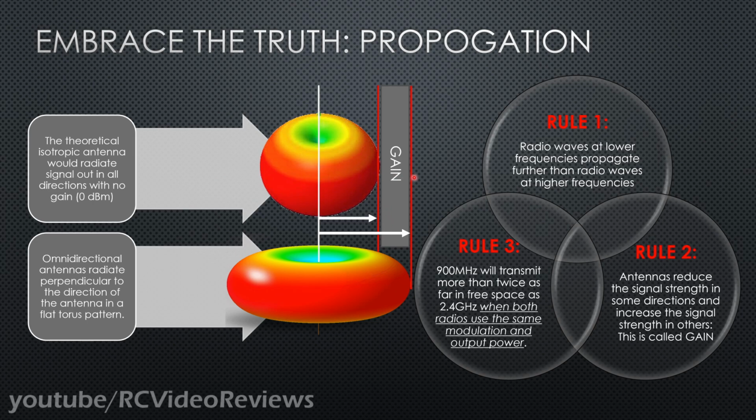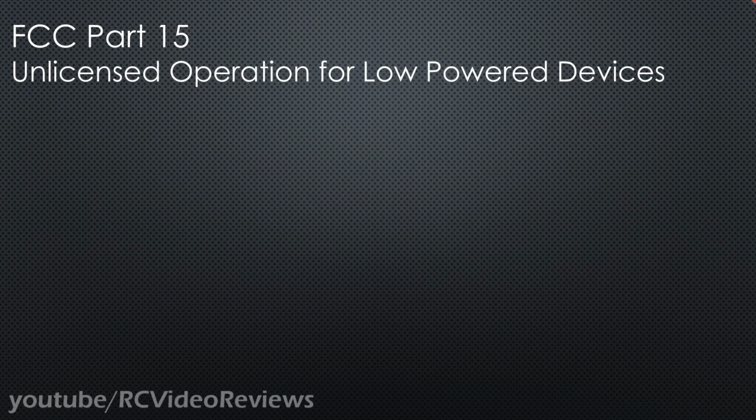This is the gain over the isotropic antenna. All right, next up are RC rules and frequency.